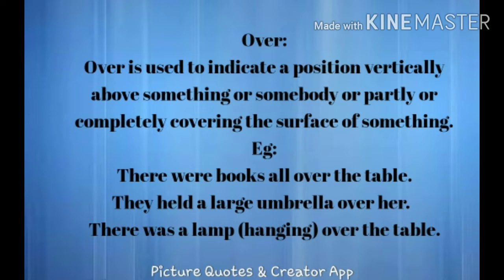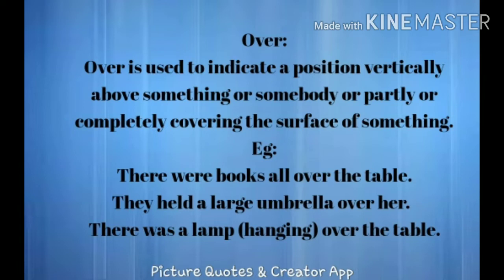The next preposition is over. Over is used to indicate a position vertically above something or somebody, or partly or completely covering the surface of something. So you have to keep this in mind: partly or completely covering the surface of something. It has the same meaning as above. The difference is, if you want to use over, the thing partly or completely covers the surface.